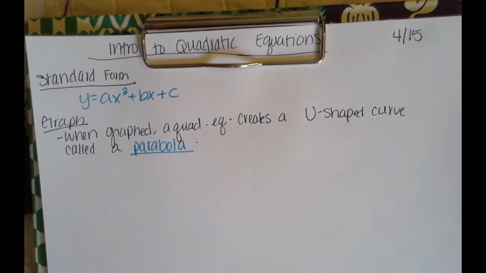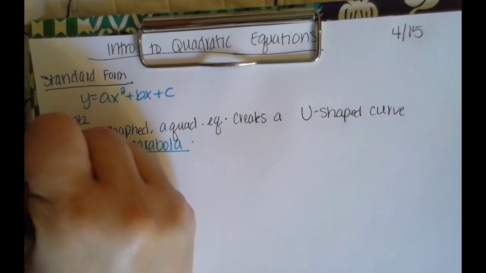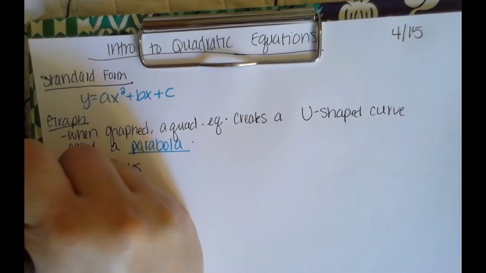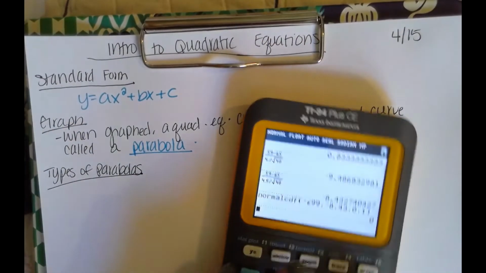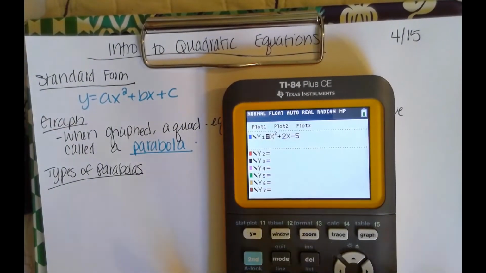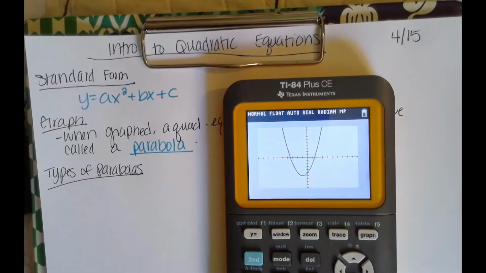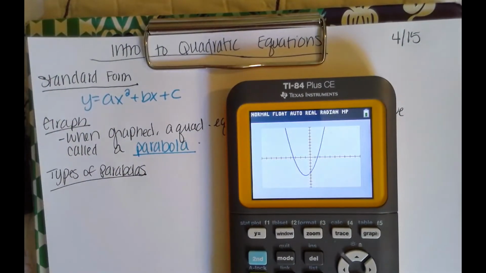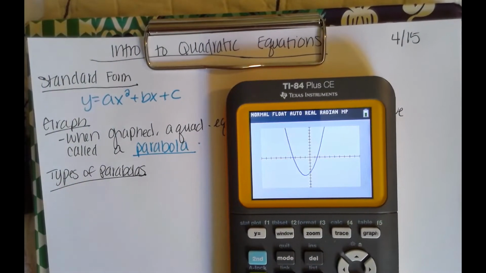So the types of parabolas that we have: you can put these into your graphing calculator in your y equals form. You can put x squared plus 2x minus 5, hit graph. You're going to see it graph up. You can see it's a U-shaped curve. It keeps going, so these lines are actually extending off into infinity. It's off-centered, and we'll learn about all that later.